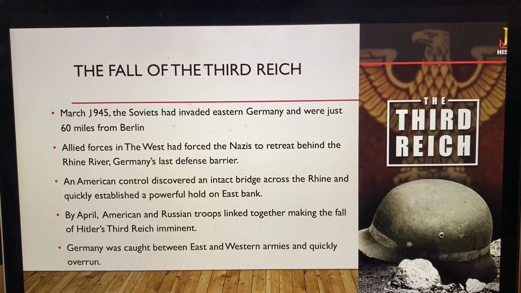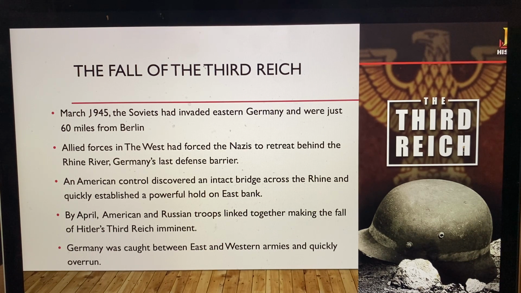The fall of the Third Reich. Remember, that's what Hitler called the Third Reich, that he was going to take over the world. He was going to be that great ruler, one world government. Remember, the Third Reich. In March 1945, the Soviets had invaded Eastern Germany and were just 60 miles from Berlin. So the Soviets are coming from the east, only 60 miles from the capital of Germany.